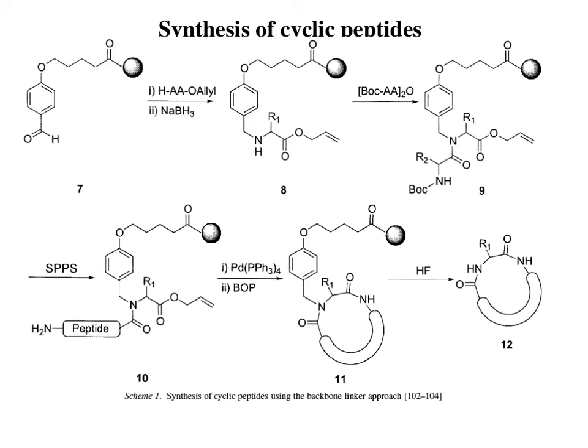So here is an example of synthesis of cyclic peptides. Here you have your resin, your first amino acid added on, and then your second amino acid added on, and then your growing polypeptide chain through solid phase peptide synthesis. And then through palladium, you have a cyclization occurring, where you have your amine, and then this gets removed, and then through HF, you cleave it off the resin, showing the cyclic peptide being generated. This mode of synthesis is called the backbone linker approach.